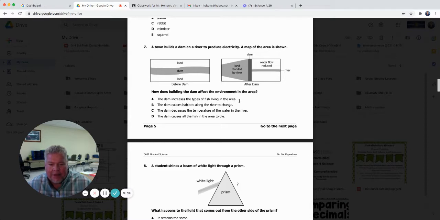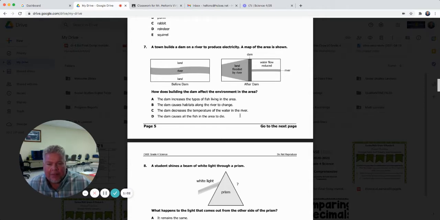The dam increases the type of fish living in the area. The dam causes habitats along the river to change. The dam decreases the temperature of the water in the river. The dam causes all the fish in the area to die. So this is one of those questions where you look at this and it's like, I don't know, maybe it could be all those maybe. It's kind of a confusing question.